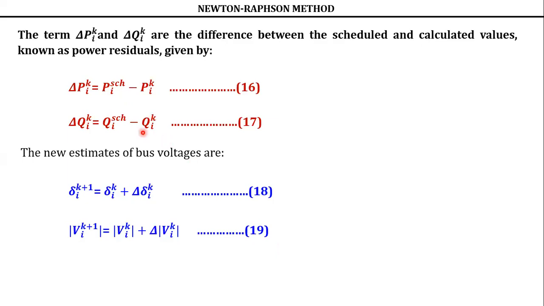Understood? So how to get this Qik calculated? Using equation 5 we are going to get it. Clear? So these scheduled powers you should get, equations 16 and 17. Why am I telling this? This process you have to repeat.